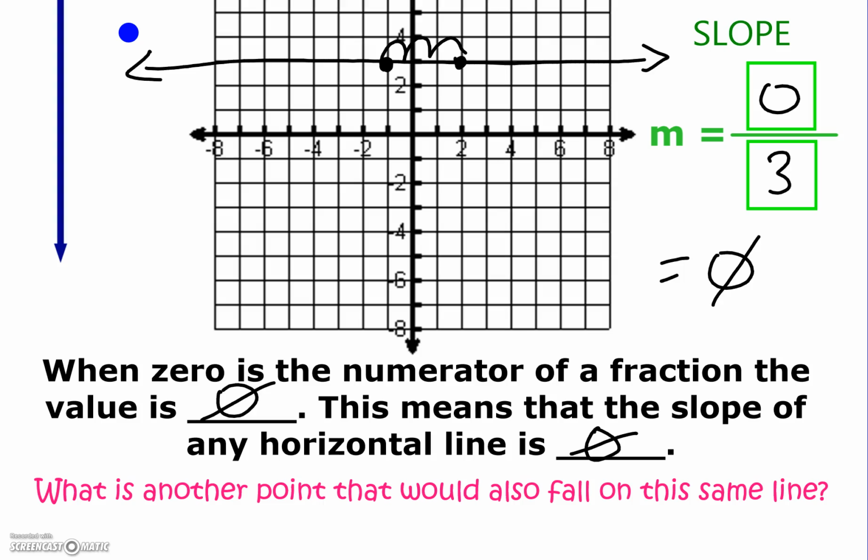What is another point? You can choose any x as long as your y is 3. So I'm going to choose (4, 3), because you see right here it falls on the same line.